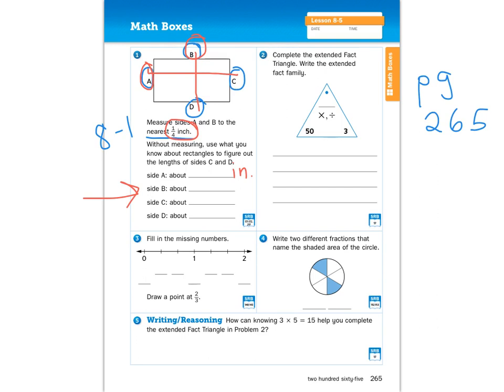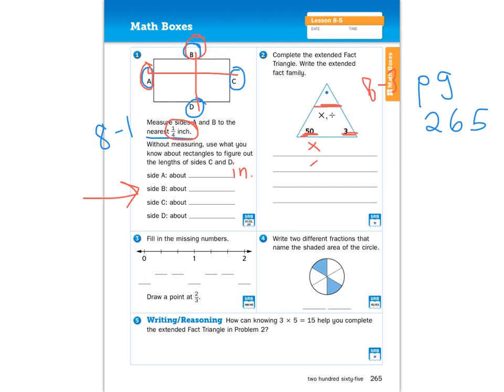Number 2, complete the extended fact triangle. Write the extended fact family, and I believe that was lesson 8-2 or 8-3? I can't even remember right now. I think it was 8-3. I could be wrong. But I want you to think about this. 3 times 5 would equal what? So 3 times 50 equals what as your answer?